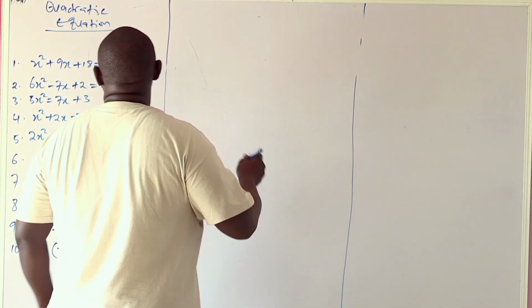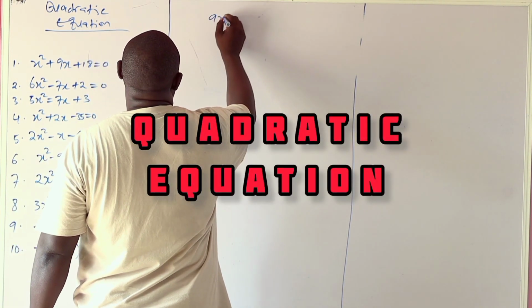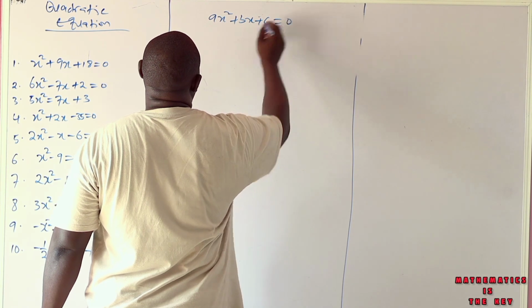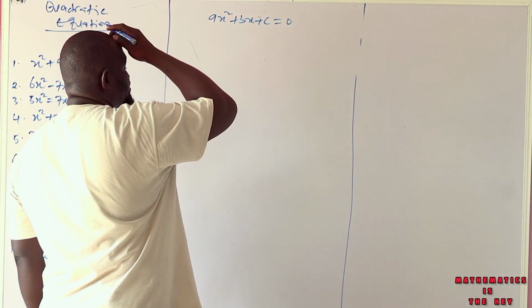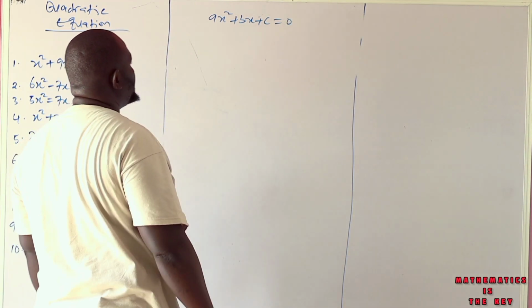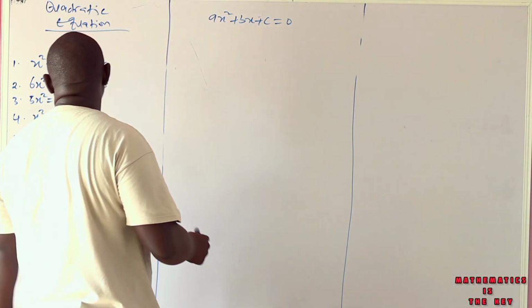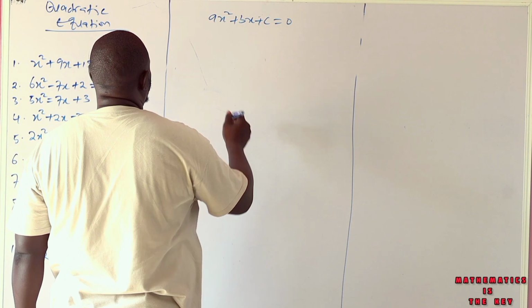A quadratic equation has a general form of ax squared plus bx plus c is equal to 0, a is not equal to 0, and a, b, c are constant numbers. There are about 4 methods involved in solving quadratic equation.